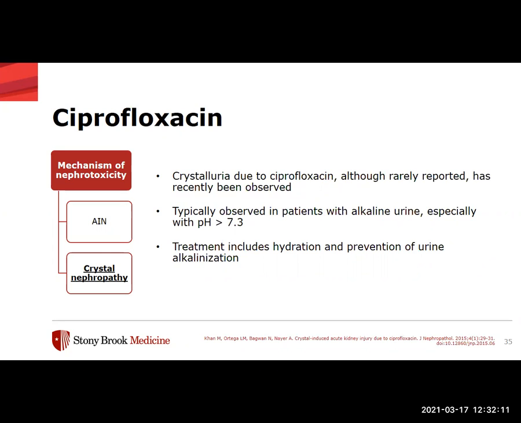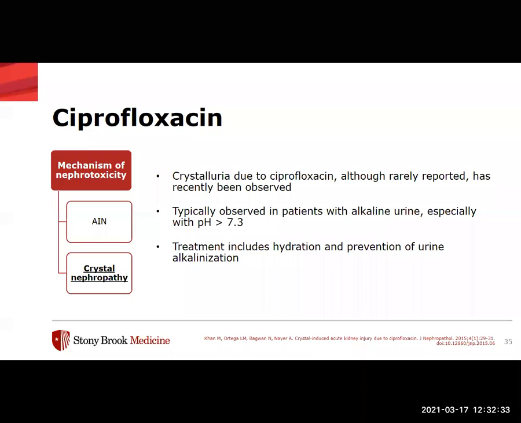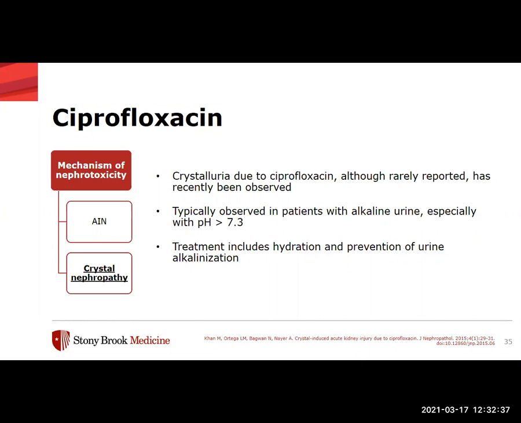Recently, crystallurea due to ciprofloxacin has been recorded in 2 out of 63,000 patients and has been observed in both animals and humans. Although rarely reported, ciprofloxacin-induced crystallurea has typically been observed in patients with basic urine with a pH greater than 7.3. Successful treatment strategies that have been reported include both hydration of the patient with isotonic or hypotonic solutions and urine alkalinization.